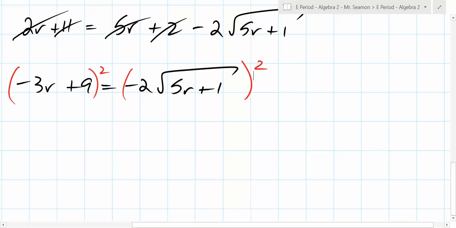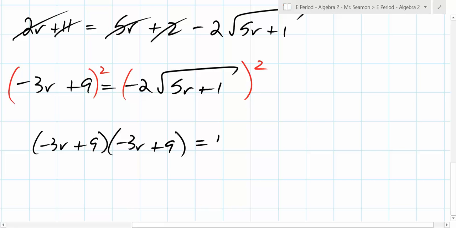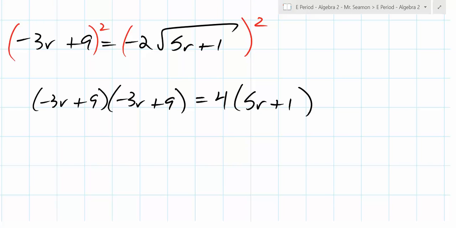And the reason this is nice is, the other side, you definitely have to multiply this out like this, right? But on the other side, what's -2 times -2? 4. And what happens to that radical? It just turns into 5r plus 1. So you can do that and avoid having the fractions at that point. Because here's the thing. If you divided by -2 and squared it, what's -2 squared?